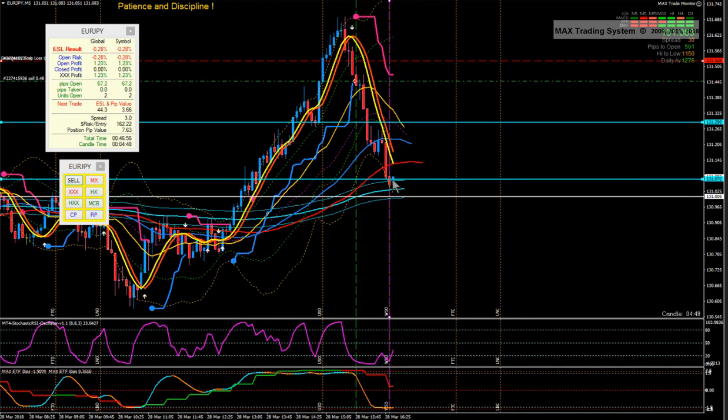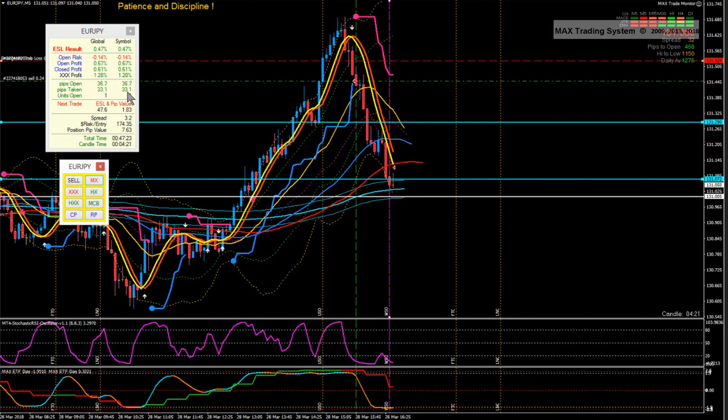Okay, I'm making an MX here. And now you can see that by making my MX, of course, this was my exit level. The execution has been made here on the ask price. Why? Because the MetaTrader platform always shows the bid price. So I have closed one unit. That one unit has been closed with 33 pips profit.